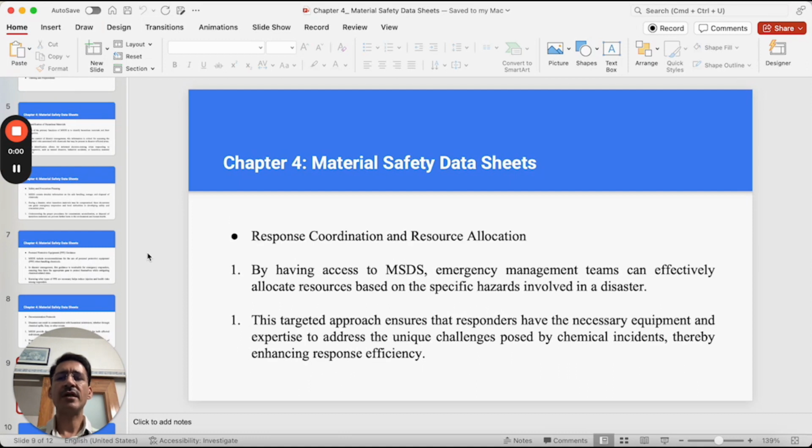Response coordination and resource allocation. By having access to MSDS, emergency management teams can effectively allocate resources based on the specific hazard involved in a disaster. This targeted approach ensures that responders have the necessary equipment and expertise to address the unique challenges posed by the chemical incident, thereby enhancing response efficiency.